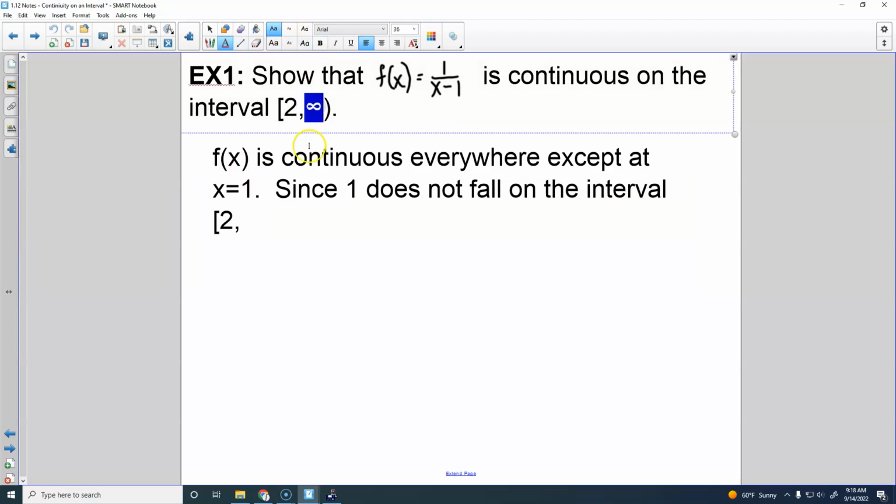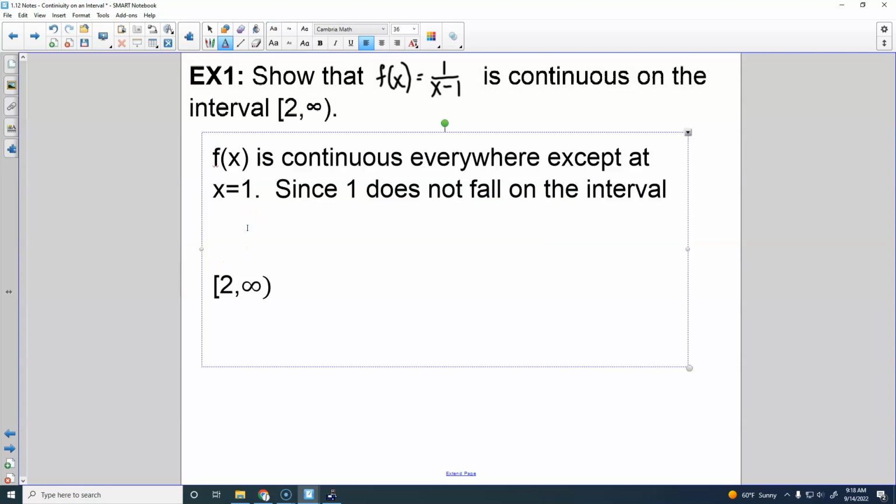Let me copy that. Let me copy it, but it put a weird giant space there.